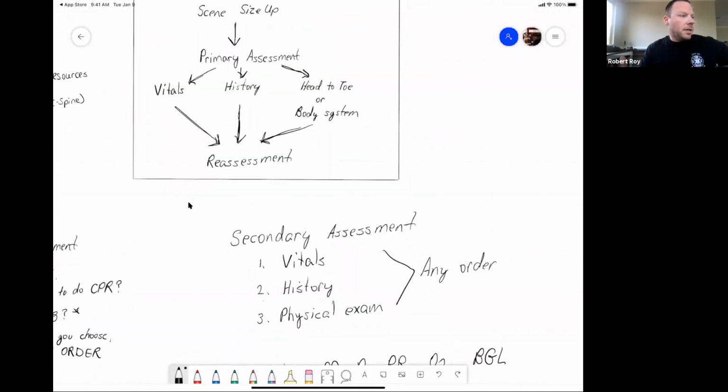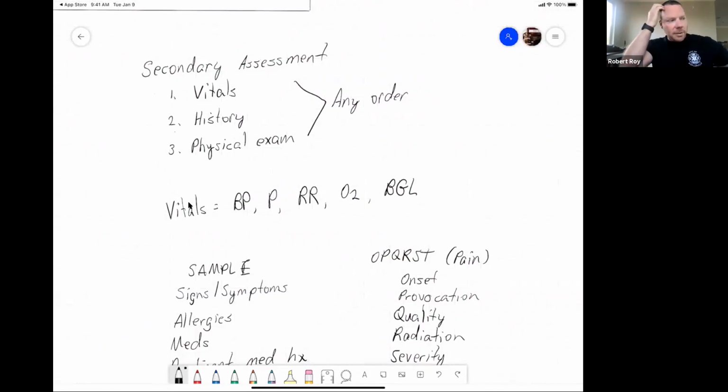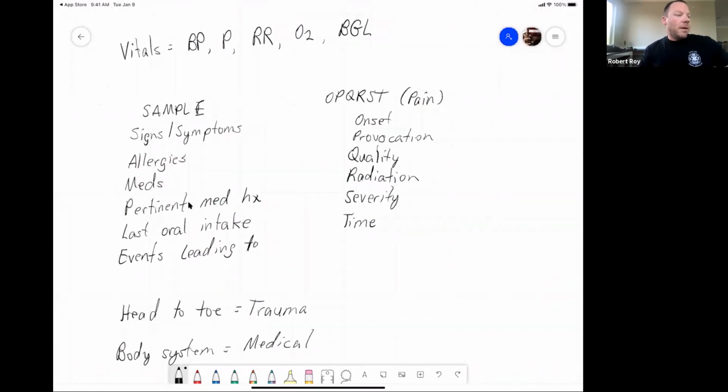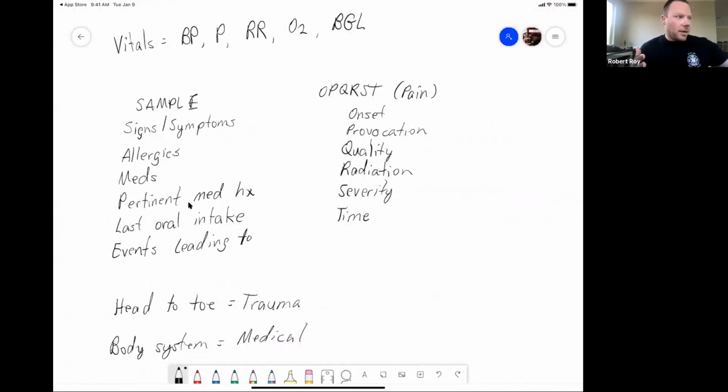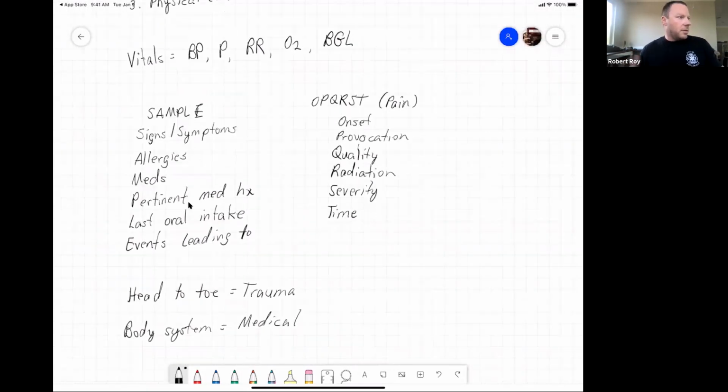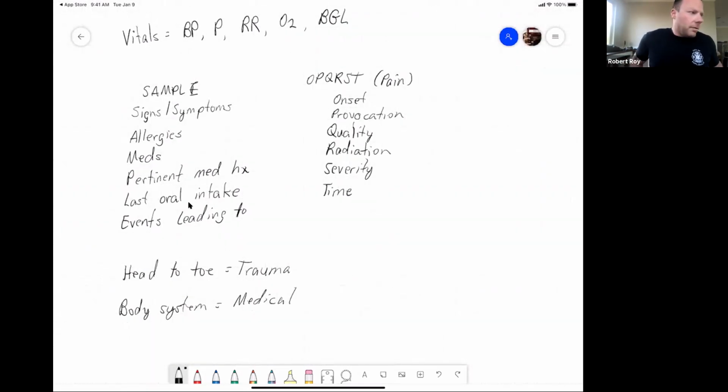All right, so as you can see here, I wrote secondary assessment is your vitals, your history, and your physical exam. You can do them in any order. So now we're going to talk about the actual secondary assessment, which I like to say is everything after the primary. It just makes more sense to me, even though your actual checklist label is a little bit different. Now, I know we're not really going off the slides here, so when we get done with this and we switch to the slides, I'm probably going to start clicking through a bunch of them.